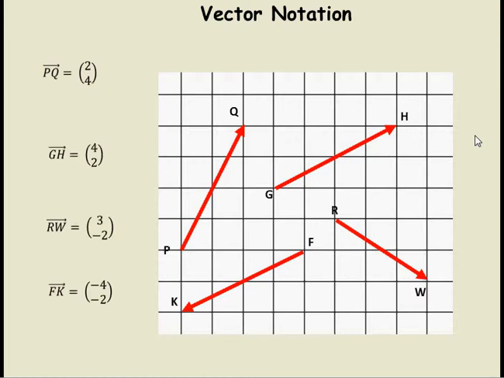Just an interesting little thing. Vector QP, to get from Q to P, you have to go 2 to the left, so -2, and 4 down, so -4. And look at that. PQ and QP are just negatives of each other. So QP equals -PQ. It works for AF and FK as well. You can see that.